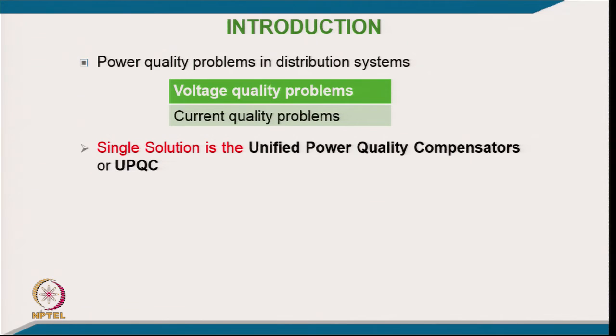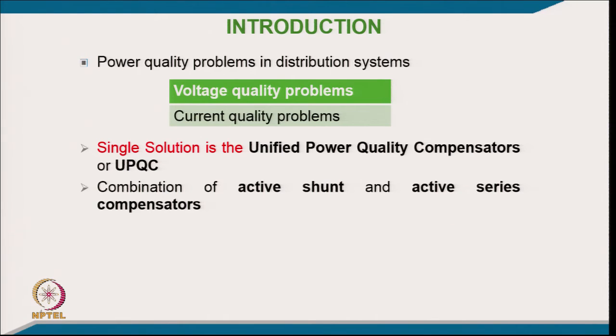So, we can look for a single solution for both. We already discussed the solution for current based power quality problems in the DStatCom. Then we discussed voltage power quality problem compensation with active series compensation, or the DVR. But today we would like to discuss a single solution for both of these problems: the unified power quality compensator, or in short UPQC. This UPQC is a combination of active shunt and active series compensators.